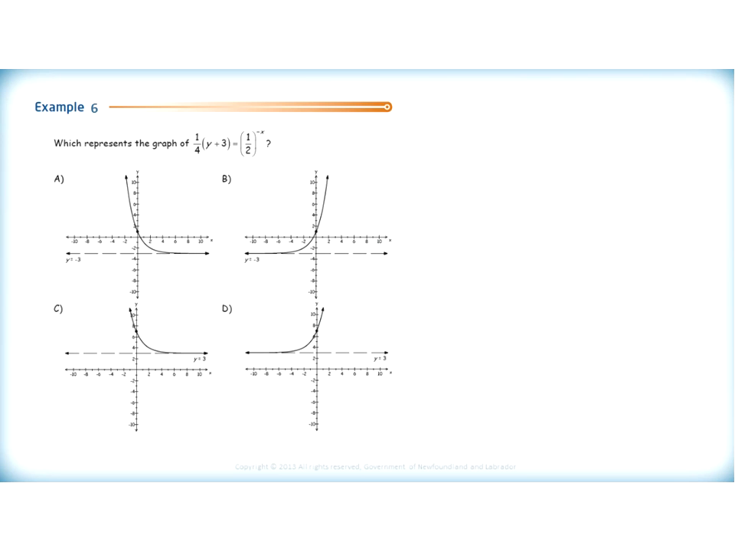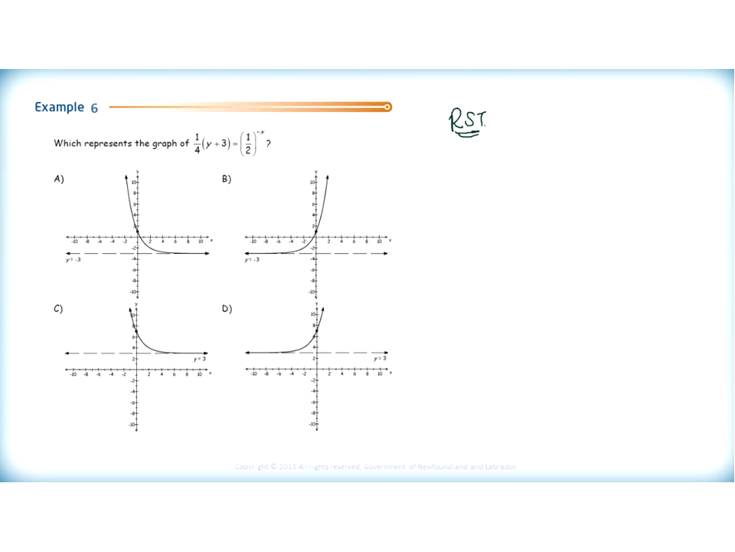Okay, and one more example here, and maybe two. Let's see what we have. Which function represents the graph of 1/4 outside of y plus 3 equals 1/2 to the -x? Again, you want to think about your base function. You want to think about the transformations that are occurring. Try to identify the correct graph. And again, you need to think about RST in order to do this.